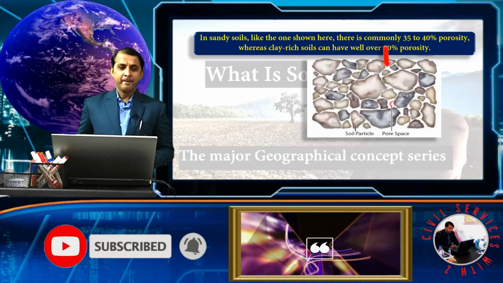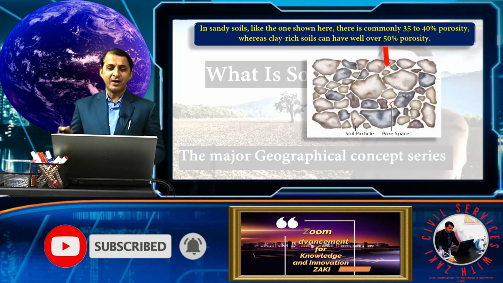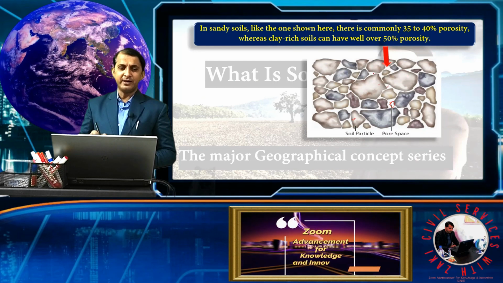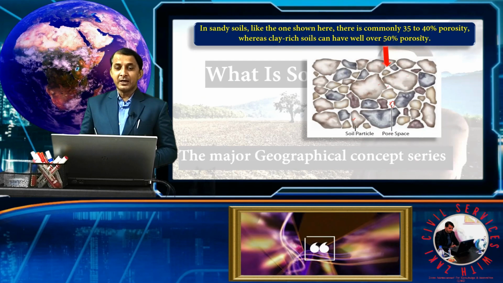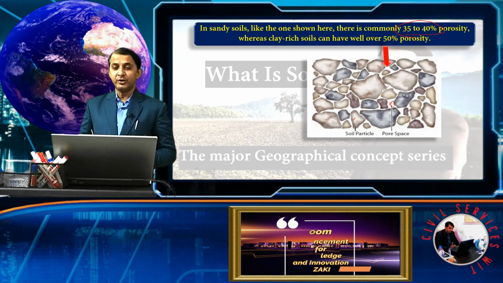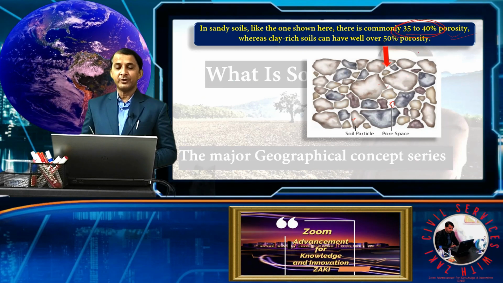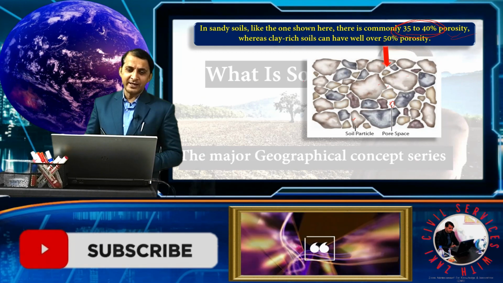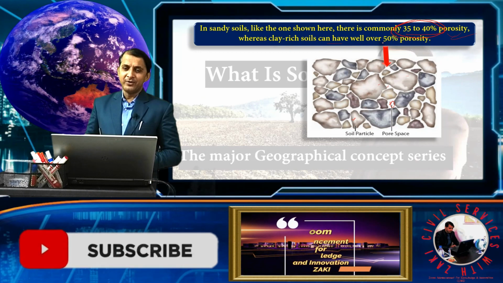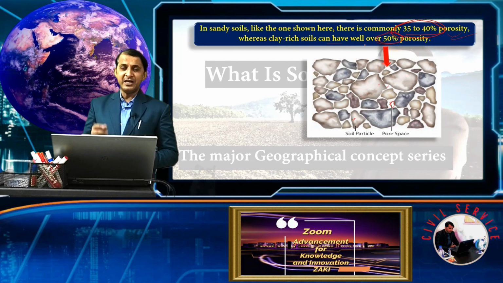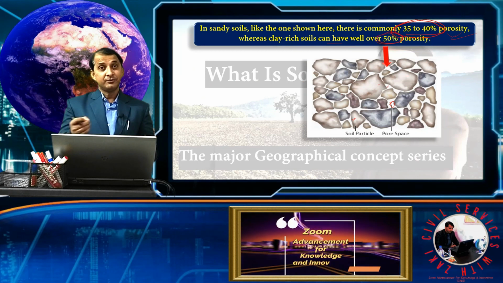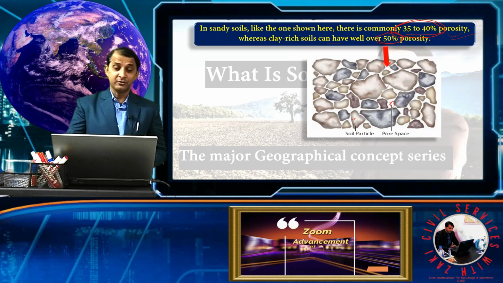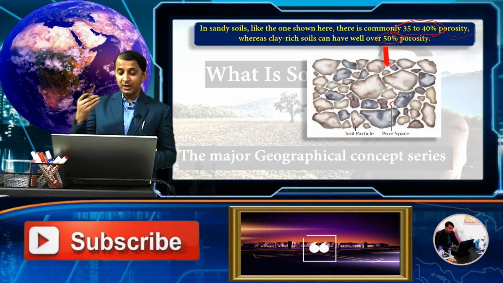See here, a sandy soil like the one shown here has big grains. Sandy soils commonly have 35 to 40% porosity, which means 30 to 45% pore space, whereas clay-rich soil can have 50%. So clay-rich soils have 50% porosity and maybe more than 50%. So clay soils are very significant.